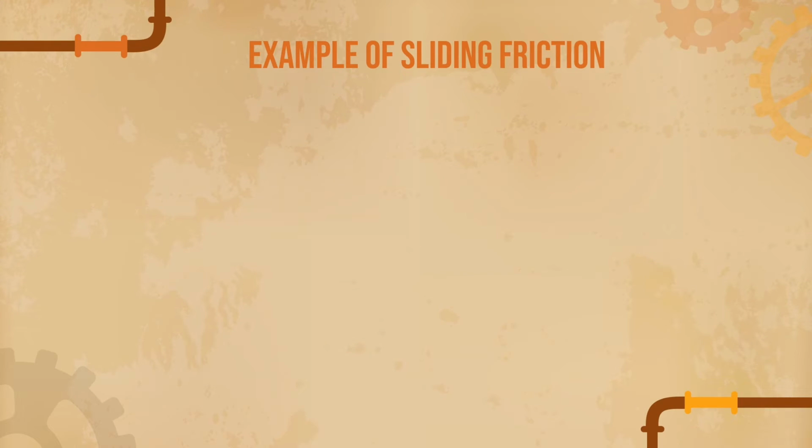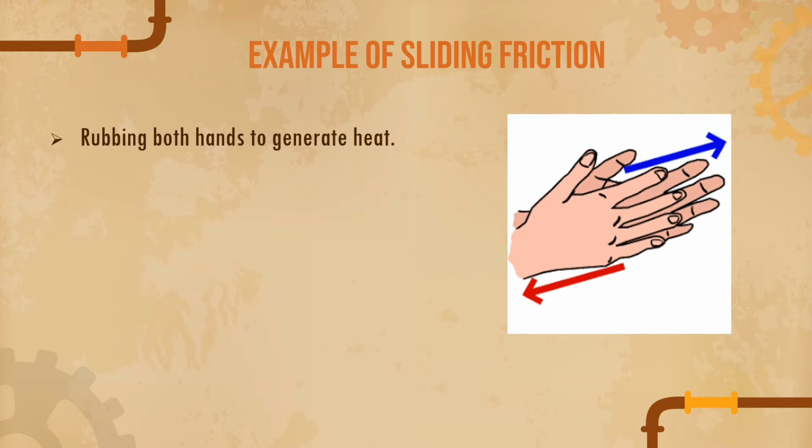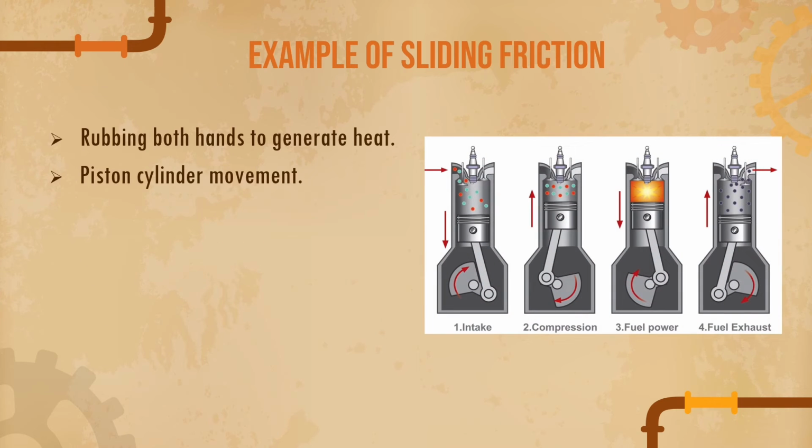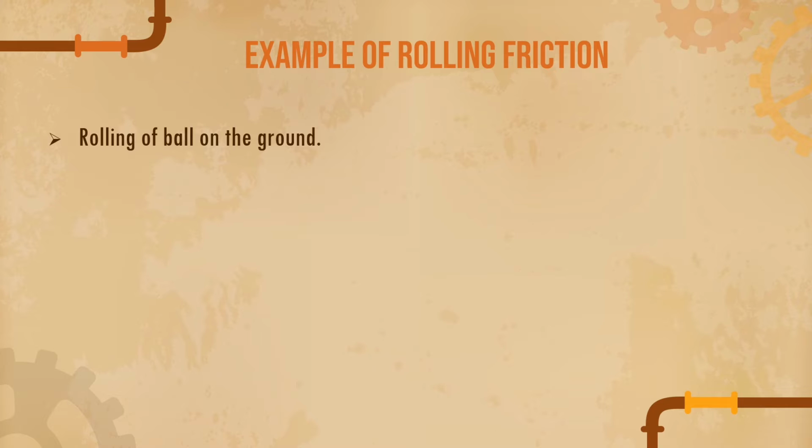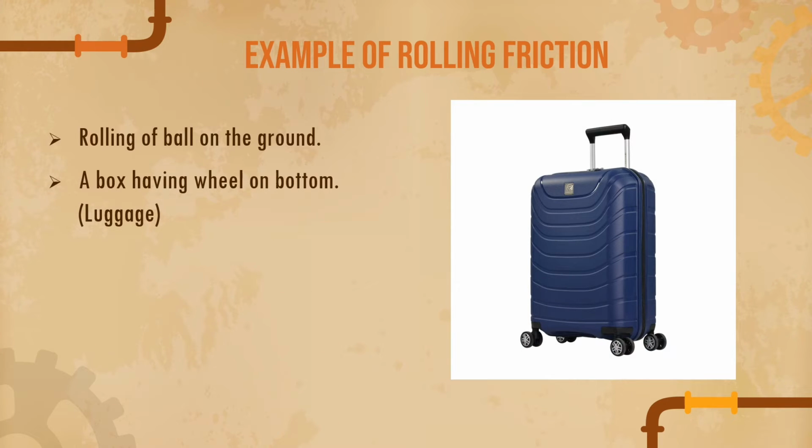There are some examples of sliding friction: rubbing both hands to generate heat, piston cylinder movement. There are some examples of rolling friction: rolling of a ball on the ground, a box having wheels on the bottom, for example a trolley bag.